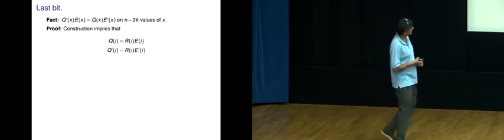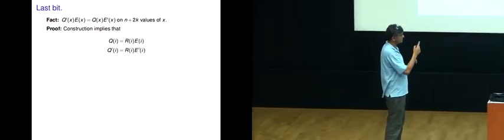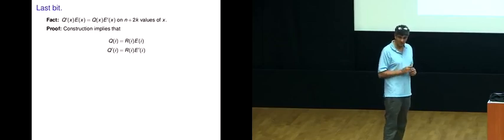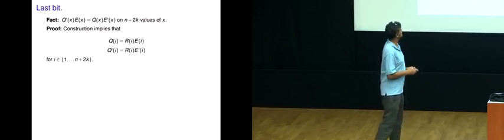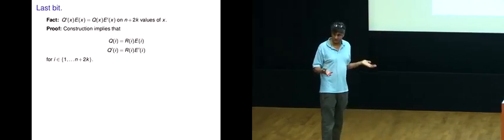Okay, so what we know is they're both solutions to all the equations. Q of i is equal to r of i times e of i, and q prime of i equals r of i times e prime of i. So now you know it's true for all these values. That's n plus 2k values, right?